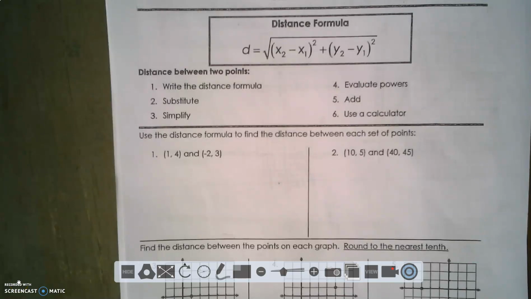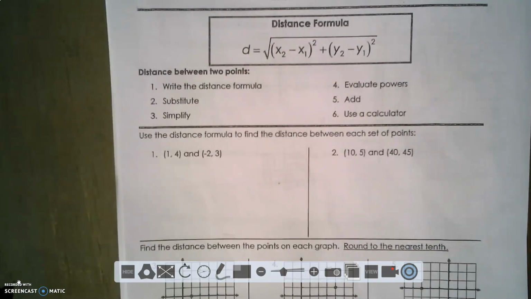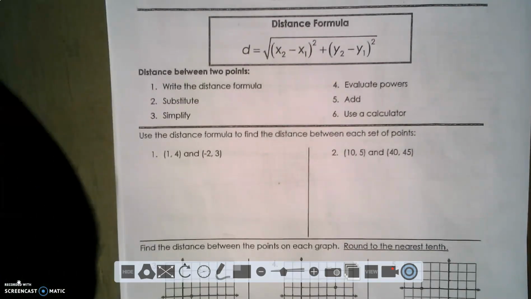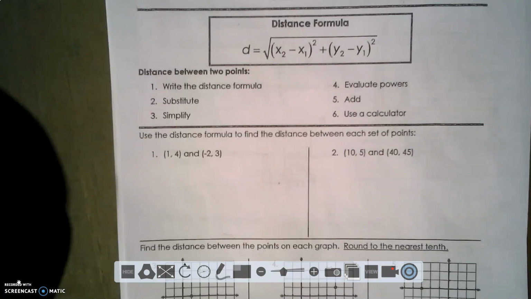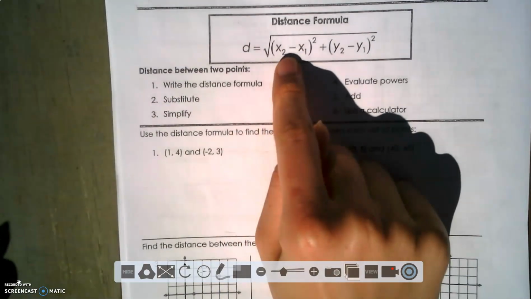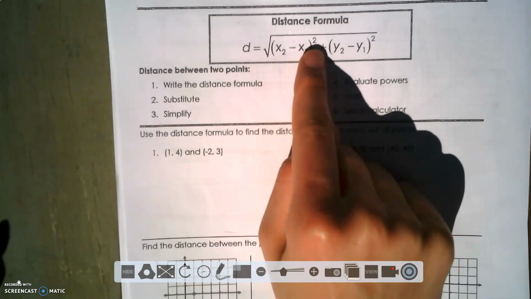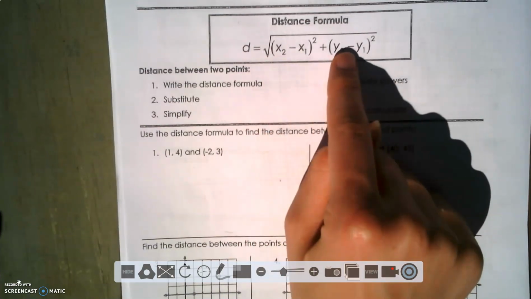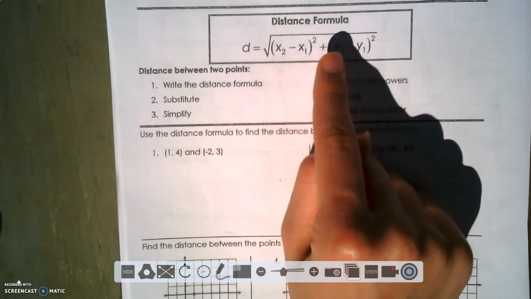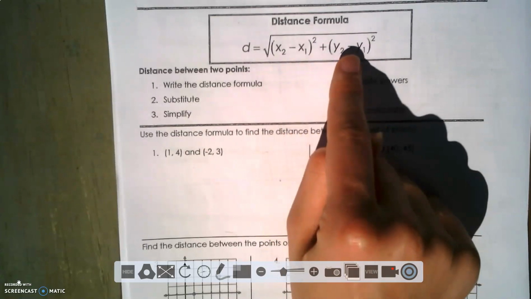Let's get into the distance formula. So we just talked about the Pythagorean theorem, and the distance formula is derived from that Pythagorean theorem. So we're going to use a horizontal distance squared plus a vertical distance squared, and we're going to take the square root of it. Very similar to a squared plus b squared.